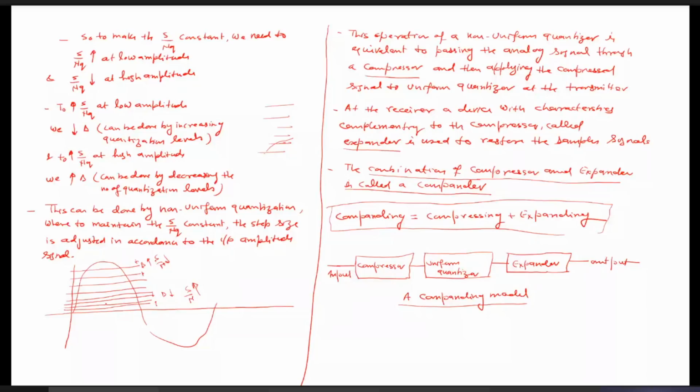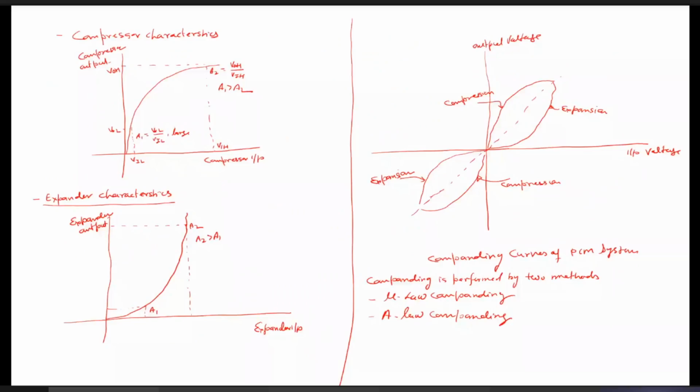By following that, we can expand the low amplitude signal and we can compress the high amplitude signal. So now we are going to study that, that is, the basic characteristics of the compressor and the expander. Like this, you can see this is the basic characteristics of the compressor, which is used in the companding process.